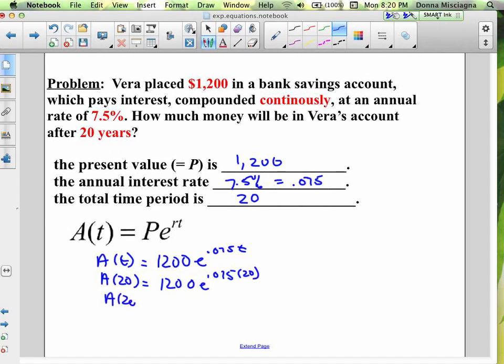And how much money does Vera have? Let's see. Second, e to the 0.075 times 20, and then take that and multiply by 1,200. She'll have $5,378. We'll always round this to the nearest cent, and 3 cents, because it's 0.026. Not bad, because Vera didn't do anything. Her money did all the work. All right, let's evaluate another one.